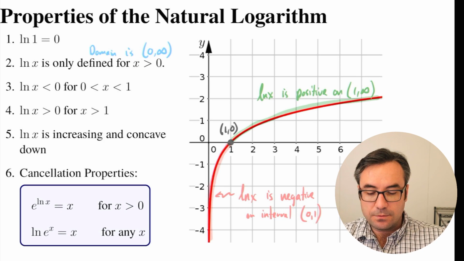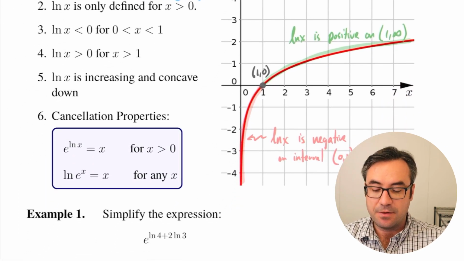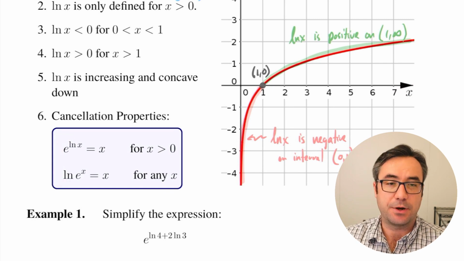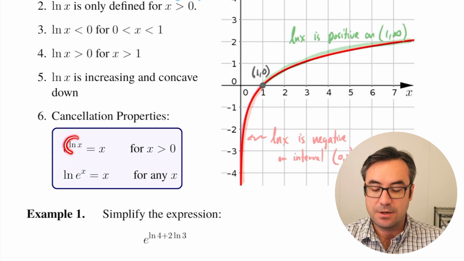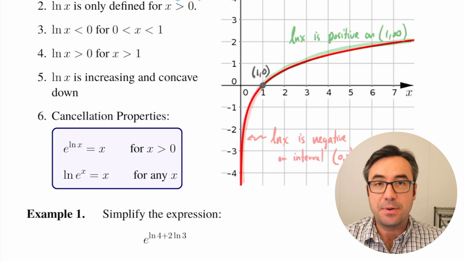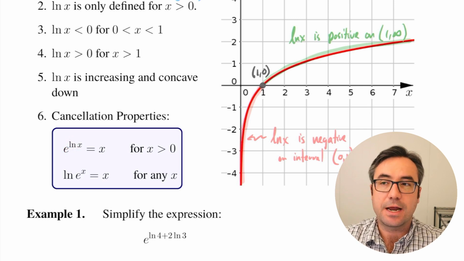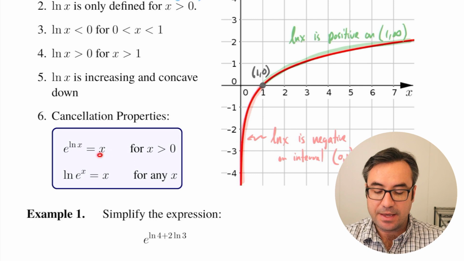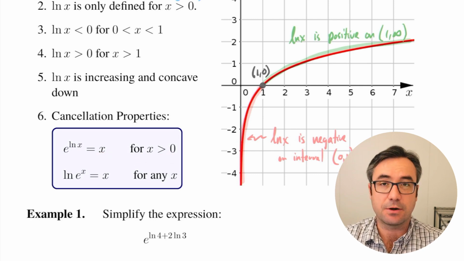And then some other properties that we're really going to take advantage of are these cancellation properties. If we have the exponential function with ln x up in the exponent, well, the e and the natural log effectively are going to cancel out, and they give us just x. And this is going to be true for any x greater than 0.